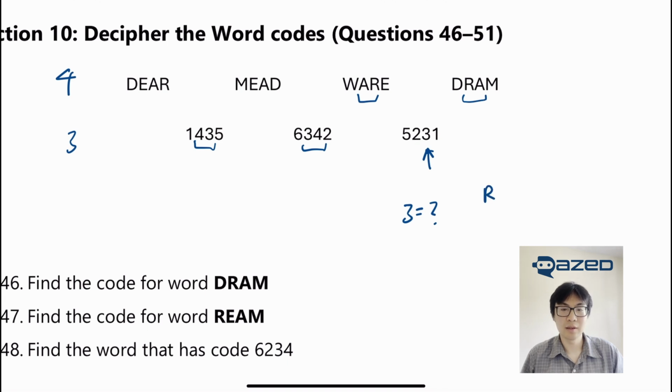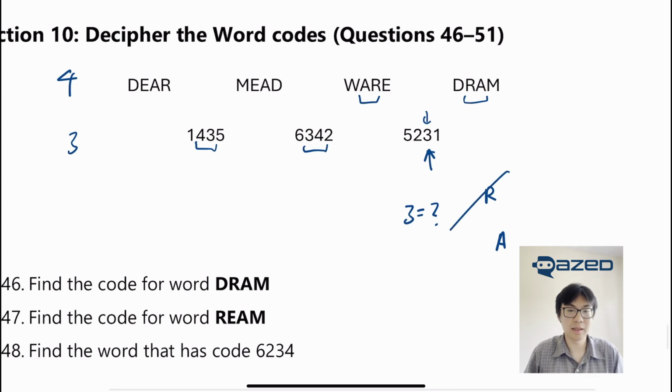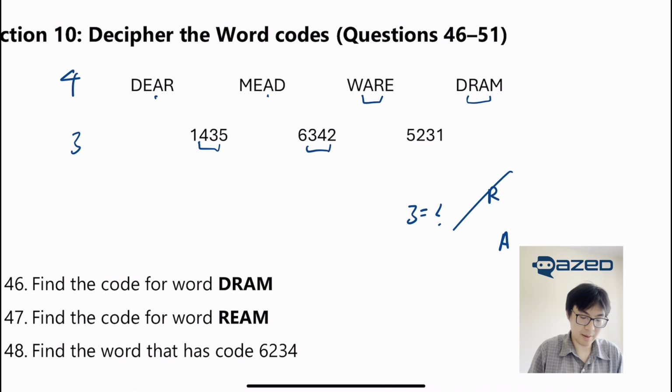Okay? So that means we have to look for a word that has the third letter as either an R or an A. Let's look for that. There are none for R, because only dear and mead, they both have A. So we know straight away, we can confirm that 3 is A. So that means we can confirm this one would be where, and this one will be dram.